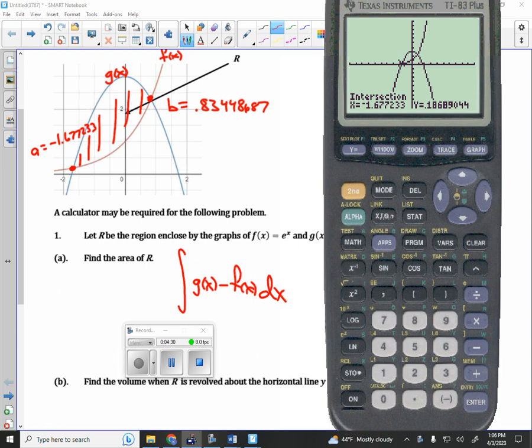You always want to use the x value? Yes, you're always using the x value because it's dx. If it was dy, then you use y. What was the other question? We'll get to that in just a second. As I write it out, does that answer your question, Maddie?